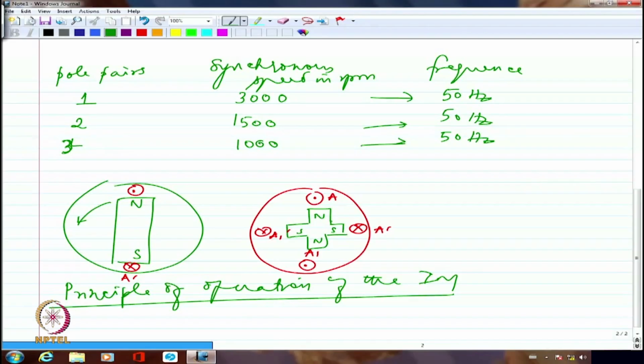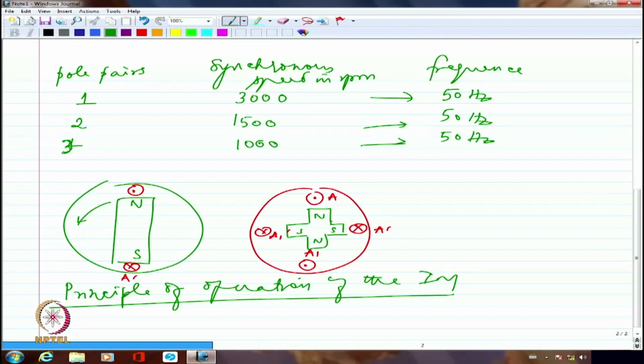Now what happens as far as the induced EMF is concerned? The induced EMF will become double the original frequency. If it had been only one north pole and one south pole, A would have gotten induced EMF corresponding to north pole. After 180 degrees only it will get an induced EMF corresponding to south pole. So it is exactly matching with whatever was the mechanical rotation. But if I have four poles, it will face north pole at 0 degree. It will face south pole at 90 degrees itself. But by then electrically it has completely reversed.